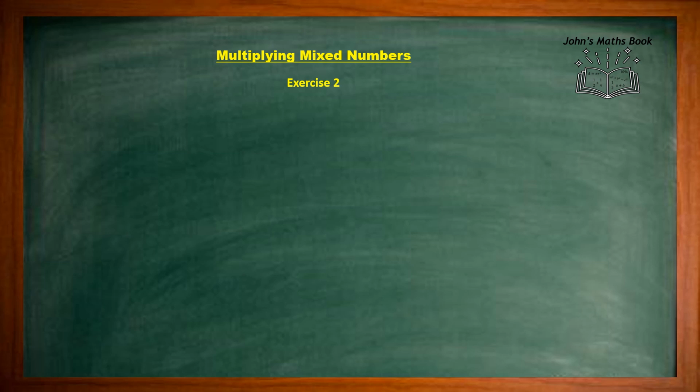For exercise number 2, let's multiply the mixed numbers 5 1/4 by 2 1/7. Pause the video now and see if you can work out the correct answer. So let's have a look at the answer and how we get to it.